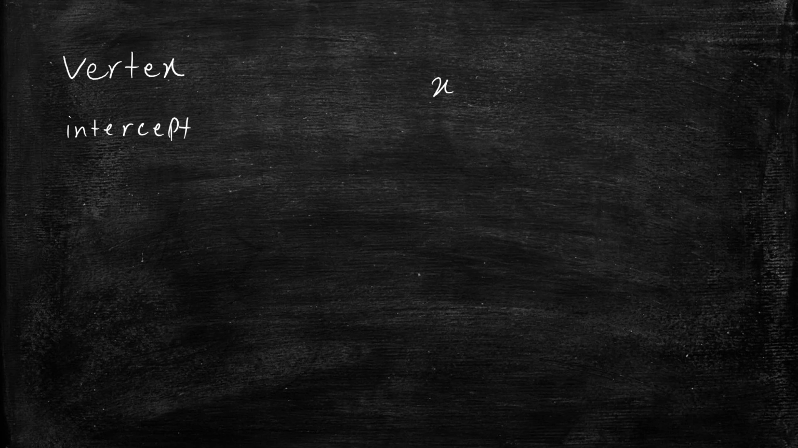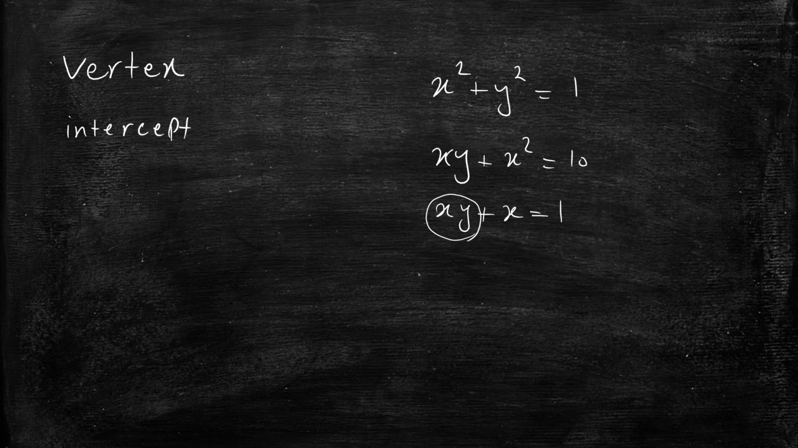For example, this is one: x squared plus y squared equals 1. This is a quadratic equation because the greatest power of the unknown is 2. This is another one, x times y plus x squared equals 10. This is also a quadratic equation. And x times y plus x equals 1. This is also a quadratic equation because we count the sum of the powers of the unknowns. So x to the 1, y to the 1, the sum of them is 2. So this is a second degree equation or quadratic equation.